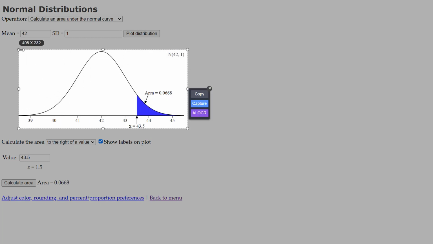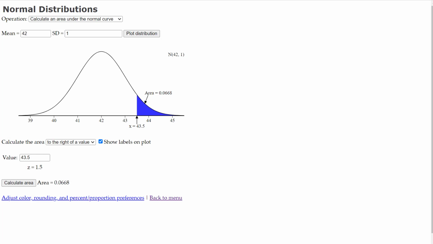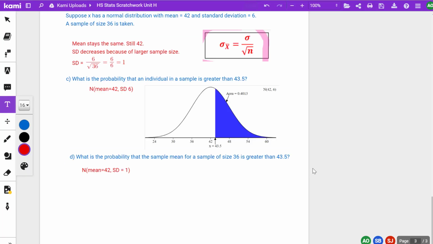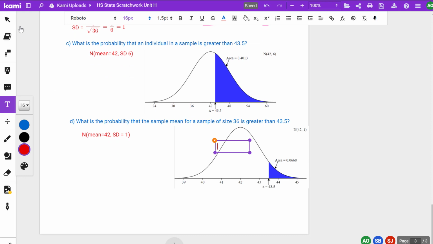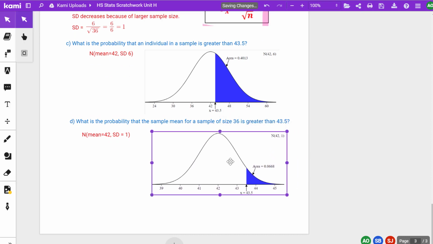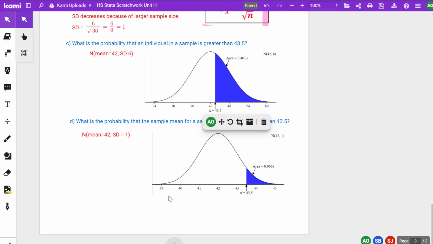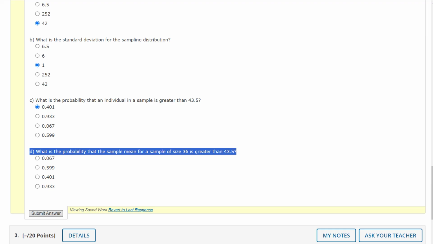Because what happens is the standard deviation tightens up, and you can kind of see it here when I paste this picture in. See how it was going from 24 to 60? Now it's only 39 to 45. And our answer is 0.0668. That's pretty much that. We hit submit answer.